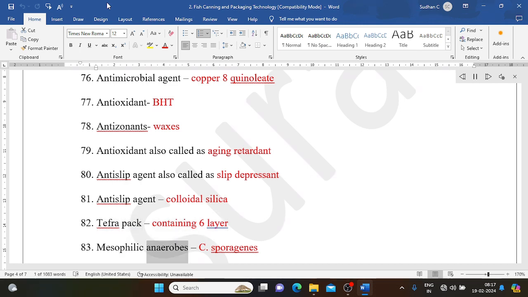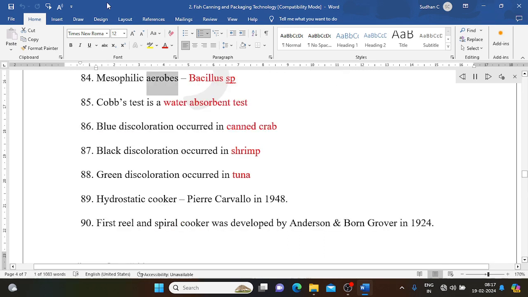Mesophilic anaerobes: C. sporogenes. Mesophilic aerobes: Bacillus sp. Cobb's test is a water absorption test. Blue discoloration occurs in canned crab. Black discoloration occurs in shrimp. Green discoloration occurs in tuna.